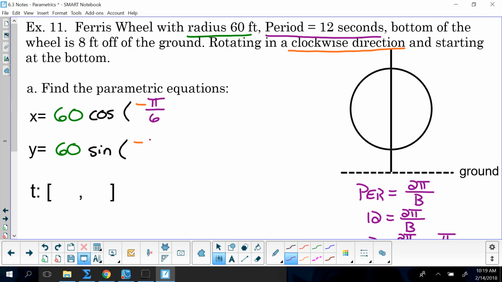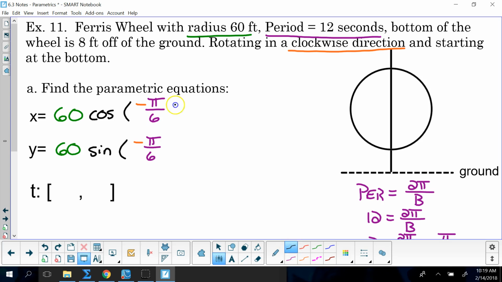Pi over 6, pi over 6. Yes? Okay. Anything else that has to be done with the period? Any other values based off of that 12-second period? Nope, that's later. All right, let's table that one, because there is one more, but we'll get to it in a little bit.